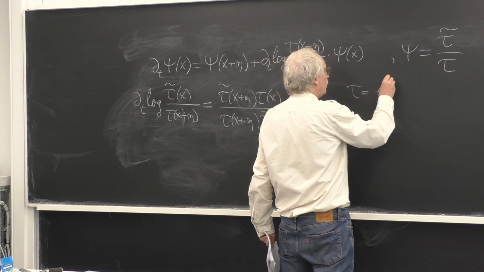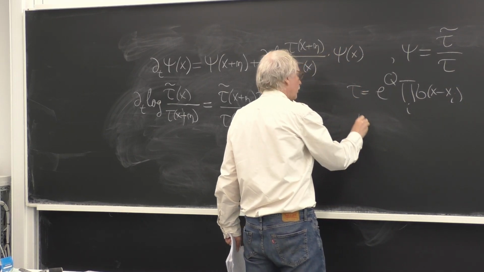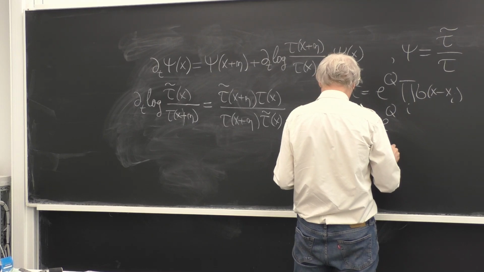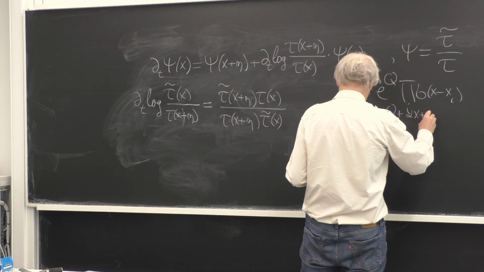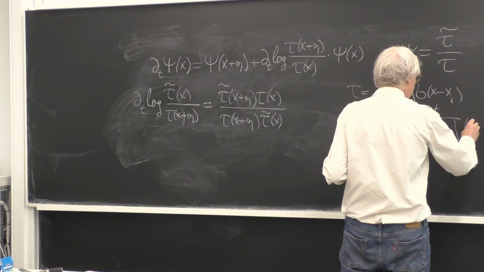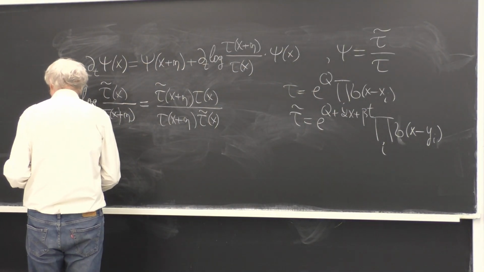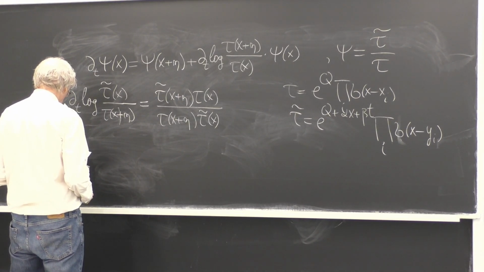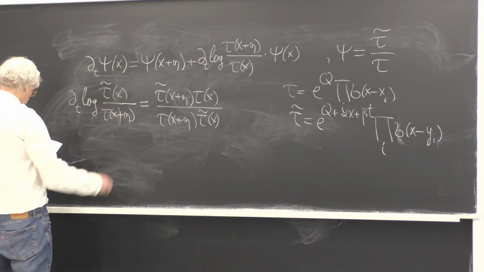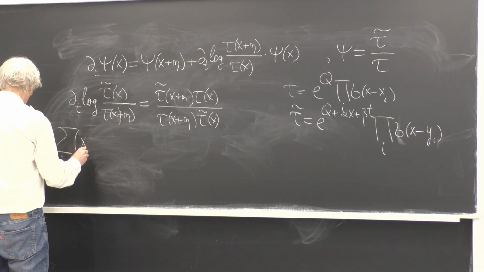For elliptic solutions, it is a product of sigma functions. Tau tilde has a similar form with other roots, which we denote by yi. And substituting this into this equation, we get the following relation.